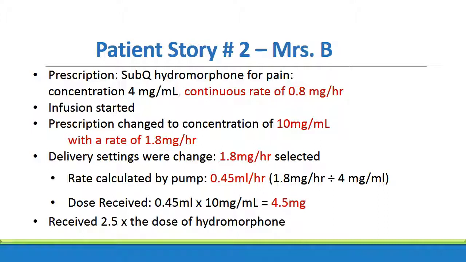This is the huge risk with concentration. For the rate to be correct, the concentration has to be correct. In this case, because the clinician did not change the programmed concentration but changed the cassette with a higher concentration, the patient received a rate 2.5 times than was prescribed.